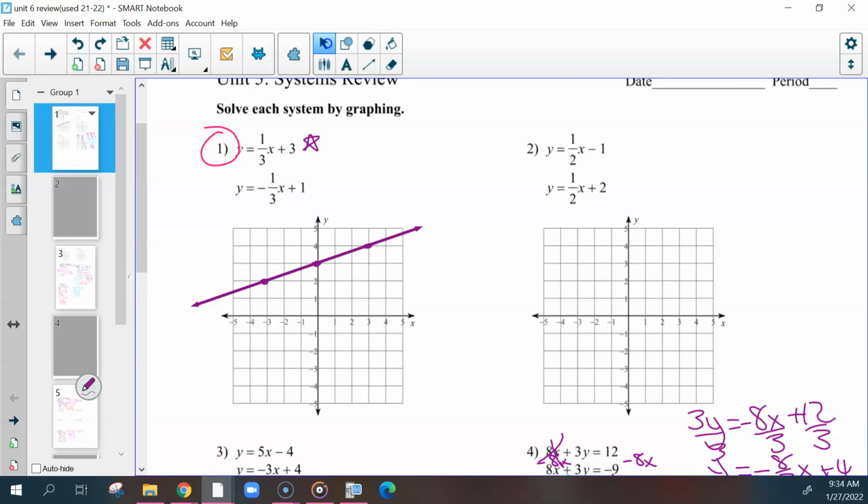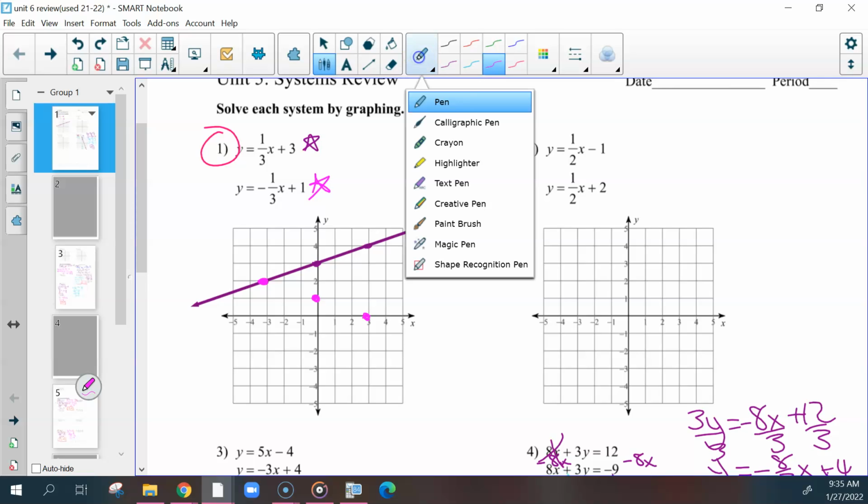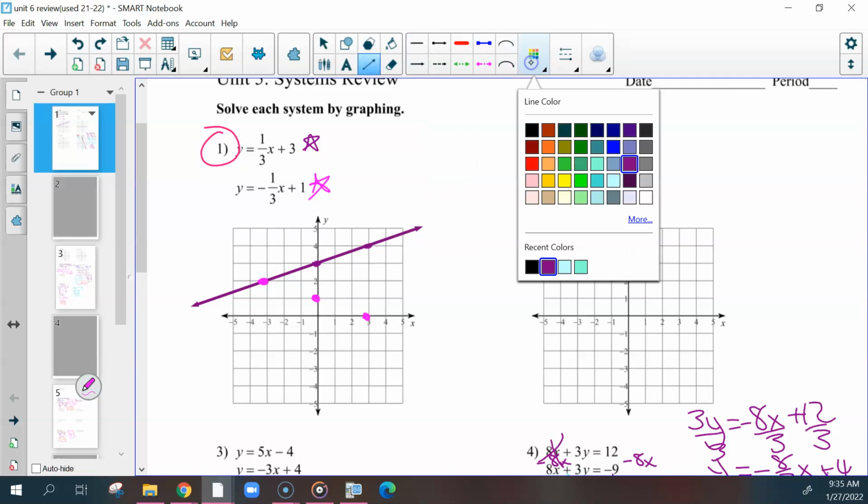Okay, and then for the second one, we have a y-intercept of 1, slope of -1/3, so we're going to go up 1 to the left 3, down 1 to the right 3. -3, 2 would be our solution, but we still need to graph it.